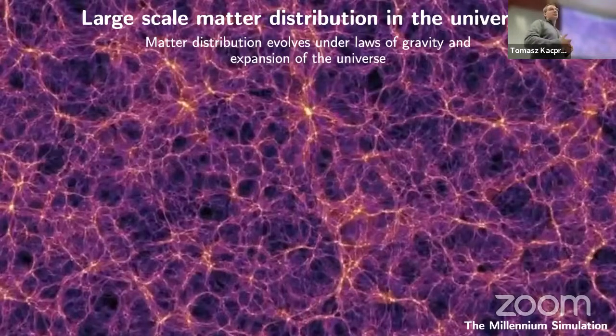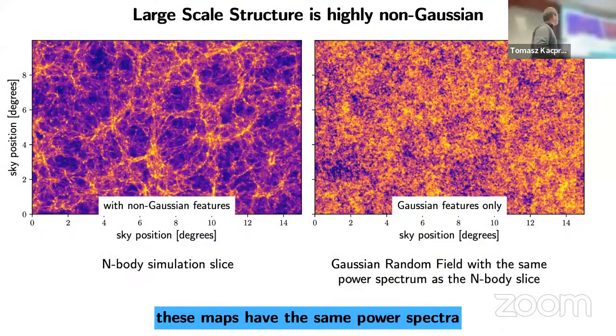The statistical properties of this object will give us information about the cosmological parameters that underlie this universe. Just to compare, if we have an n-body simulation, this is a thin shell on the sky, it can have all these patterns, and let's say it has some power spectrum. If we render a Gaussian random field with the same power spectrum, it will look like this. Those two maps have the same power spectrum, and you can see how much more complicated these patterns are compared to the Gaussian random field.